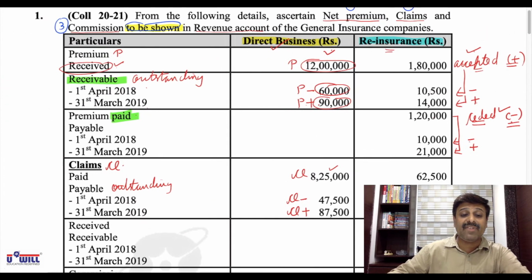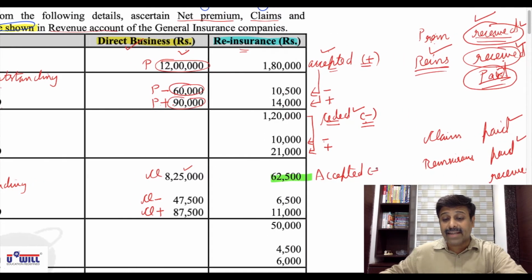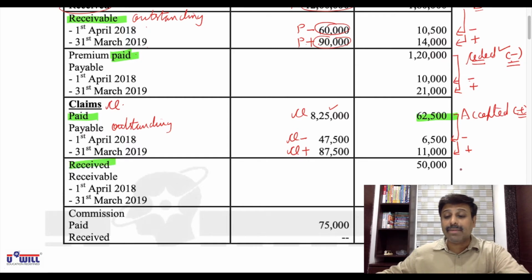So here when they further say that the amount is paid, then this 60,500 which is paid further becomes accepted. That we will finally add. But within accepted, opening outstanding we will minus and closing outstanding we will plus. Now claim is paid, so when they say received, then that means it is ceded. Ceded finally we have to minus, but within ceded, opening outstanding we will minus, closing outstanding we will plus.